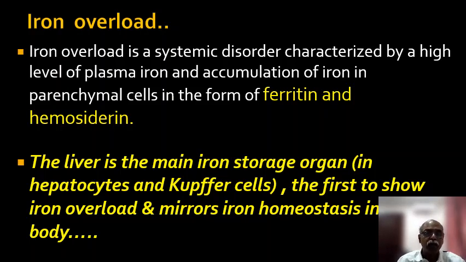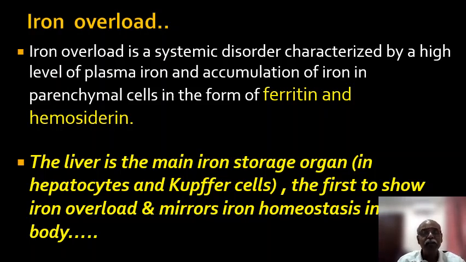Number two, liver is the first to show iron overload status in the entire body, and it mirrors the iron homeostasis in the body. So that is why in all these conditions of primary and secondary iron overload status, if you look at liver, quantify liver iron, it automatically will try to tell you about liver iron homeostasis in the body, entire iron metabolism in the body.